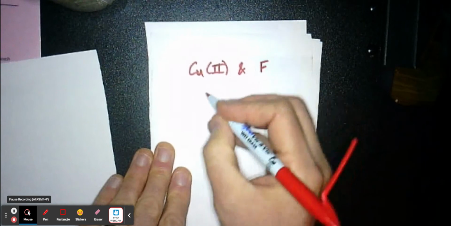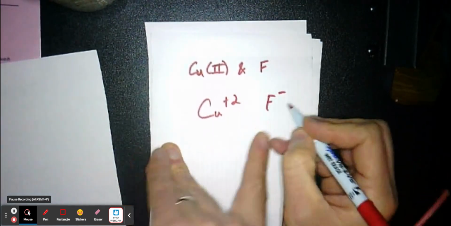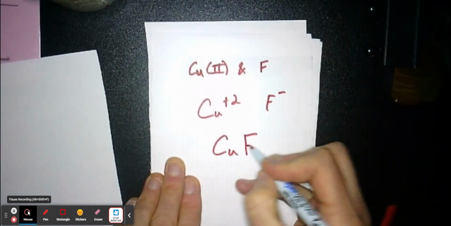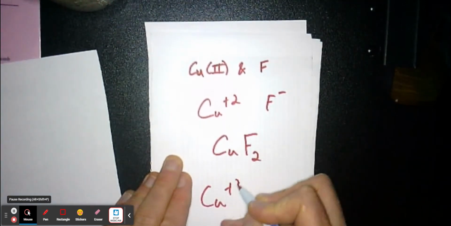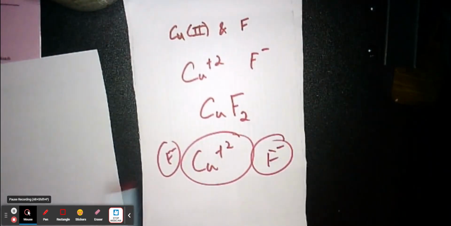Okay, one more. Copper 2 fluoride. Copper is a +2. F is in group 17. It's got -1. So this is just going to be CuF2. And that's a visual of what it looks like. All right, there you go.